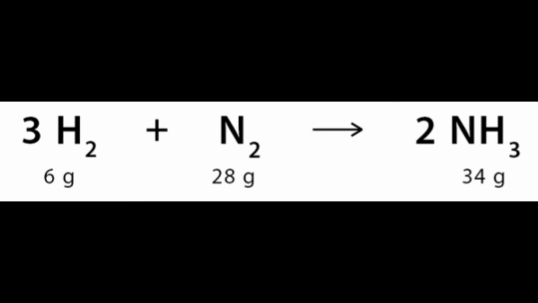Now apply that logic to chemistry. Now we've got 6 grams of hydrogen, 28 grams of nitrogen, and we're trying to make nitrogen hydroxide. So obviously, the hydrogen will run out first because you only have 6 grams of hydrogen and you have 28 grams of nitrogen. So I can't make nitrogen hydroxide without the hydroxide part of the hydroxide.